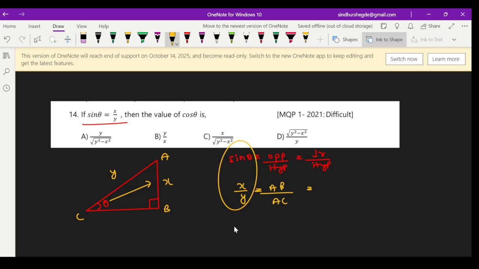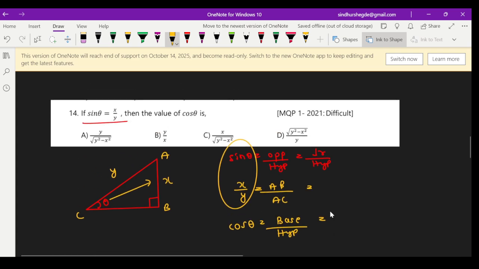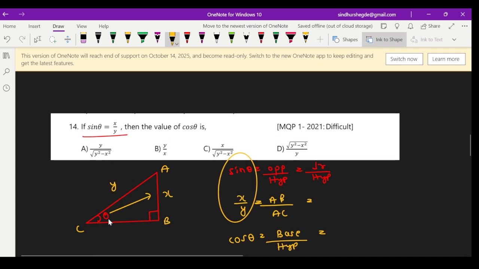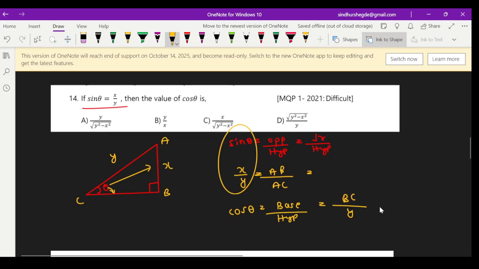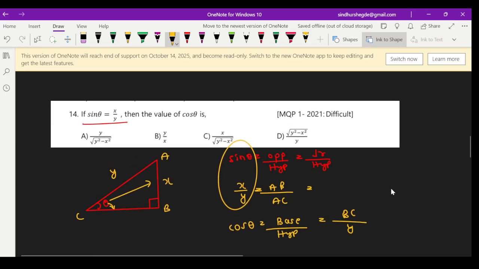So now what would be the cos theta? So write down the general formula. Cos theta is nothing but base divided by hypotenuse. So usually I remember this as the side which is attached to the theta. What is the side which is attached? Adjacent. What is the neighborhood of theta? That is BC. Okay, BC by hypotenuse. Hypotenuse means y. So we don't know the value of BC. That has to be calculated. So BC can be calculated using the Pythagoras theorem.